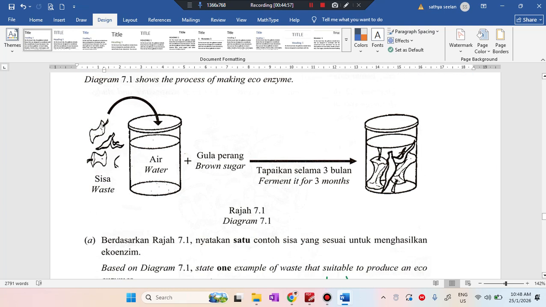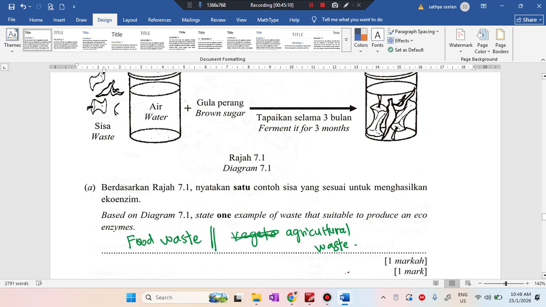Okay. Alright. So based on diagram 7.1, state one example of waste that is suitable to produce an ecoenzyme. Orange peel, just now we did, right? Orange peel, or any food waste or agriculture waste. Okay, food waste like orange.